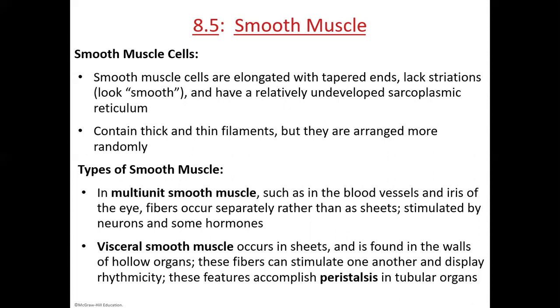So there are a couple of types of the smooth muscle. If it's a multi-unit smooth muscle, which is found in your blood vessels and also in your eye, in the iris, which is the colored part. I know we haven't gone over eyes yet. The fibers, so the muscle cells, occur separately instead of as in sheets. And these are stimulated by neurons, just like all of your other muscle cells.